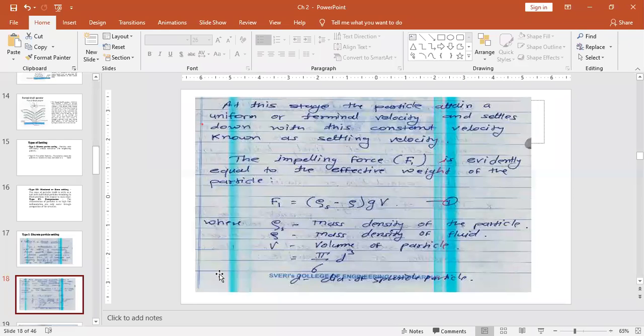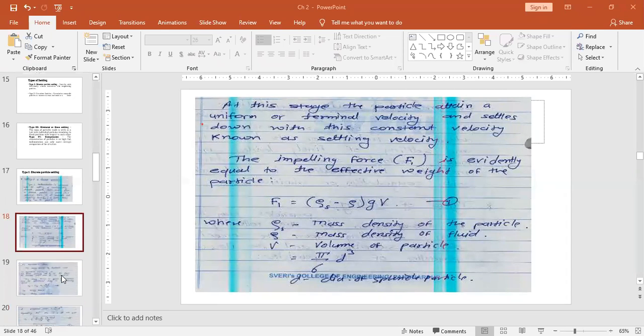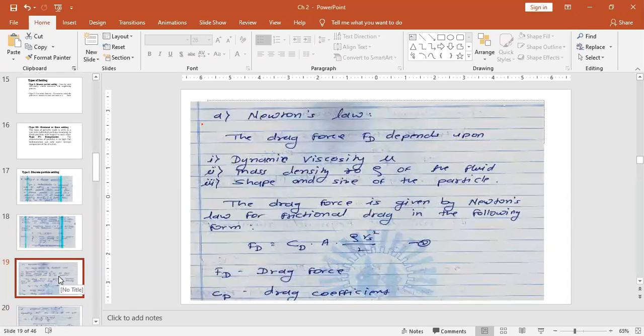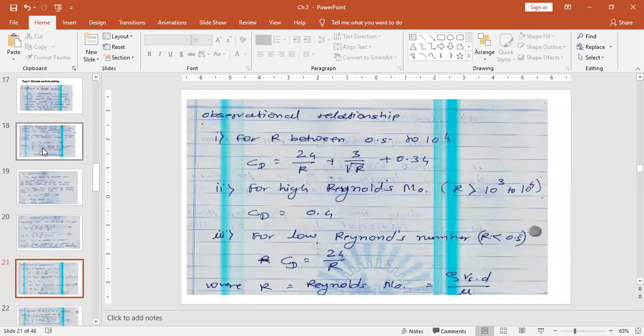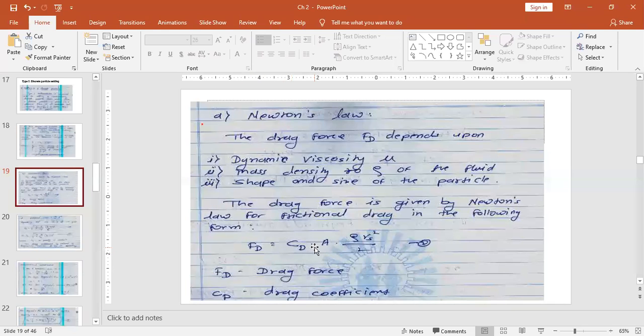Okay. So here we saw this is the impelling force. Now the drag force. What is the drag force? The drag force usually depends upon the dynamic viscosity, the density of fluid, and the shape and size of the particle. When we are talking about the settling of the particle, the drag force depends upon the dynamic viscosity, density of fluid, and the shape and size of the particle. So the drag force by using Newton's law can be written as, you know that formula for the drag force by using Newton's law.